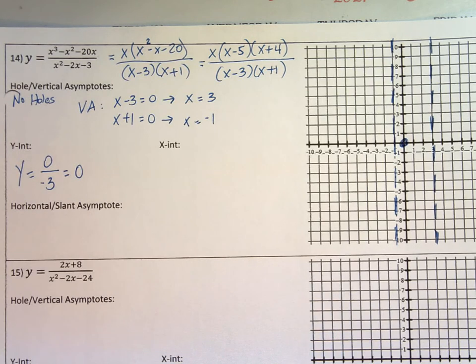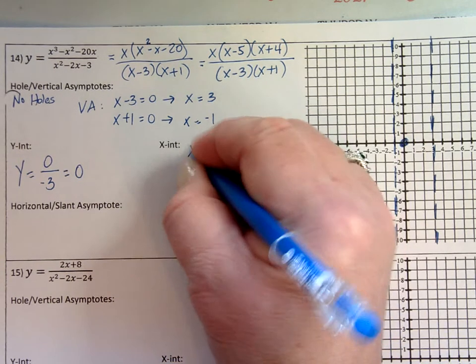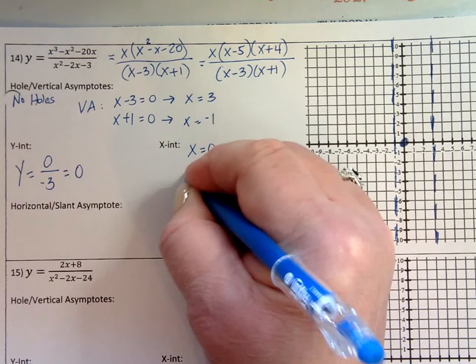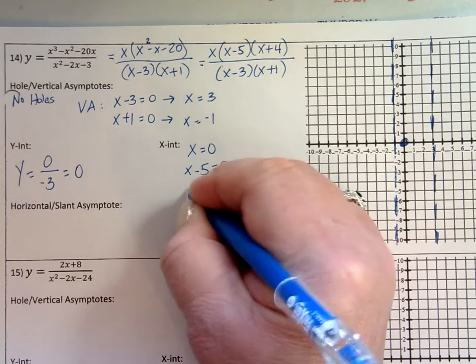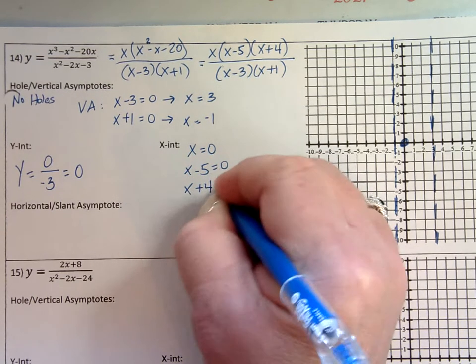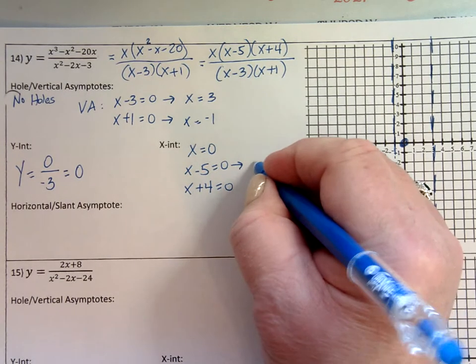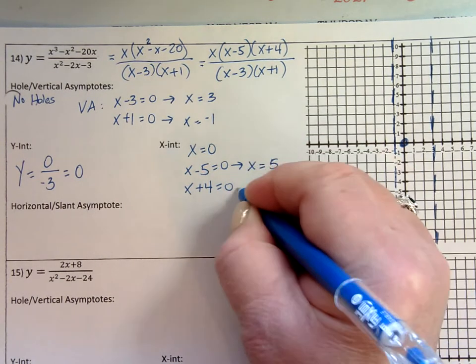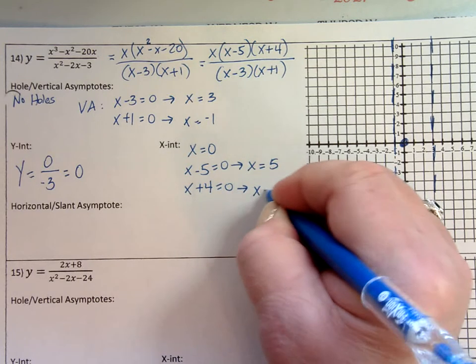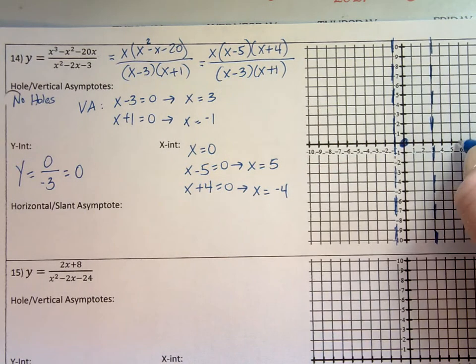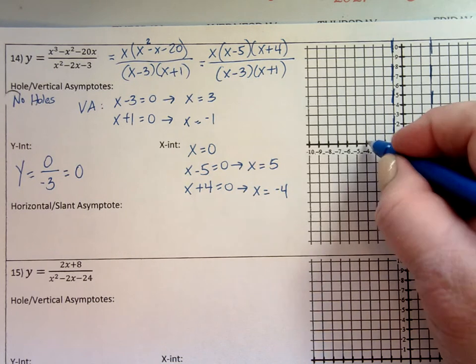X-intercept is when the numerator equals 0. So I have an x that I factored out that's going to equal 0. I have an x minus 5 that has to equal 0. And an x plus 4 that equals 0. So I solve them. Swing the 5 over, x equals 5. Swing the 4 over, it's x equals -4. Here is a 5. And here's a -4. The 0 was already there.